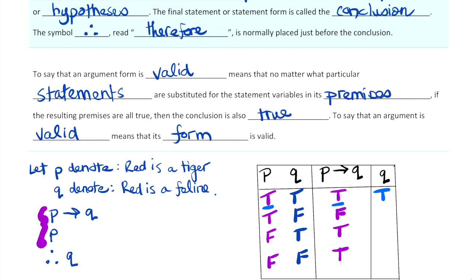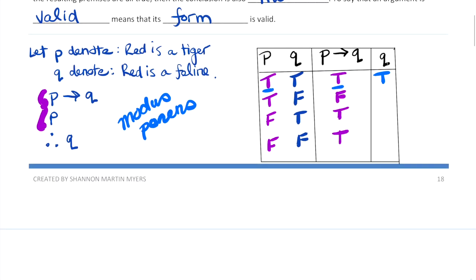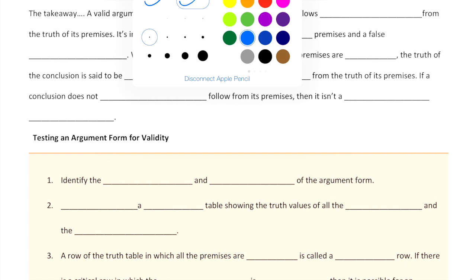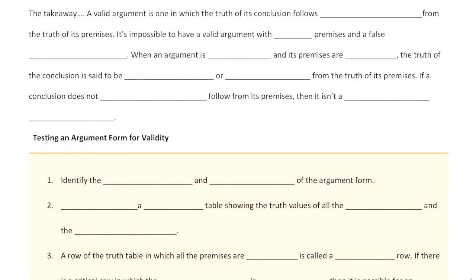This is a valid argument, okay? And we'll speak a little more to this as we return. And again, this type of argument form is called modus ponens. All right. The takeaway: a valid argument is one in which the truth of its conclusion follows inescapably.